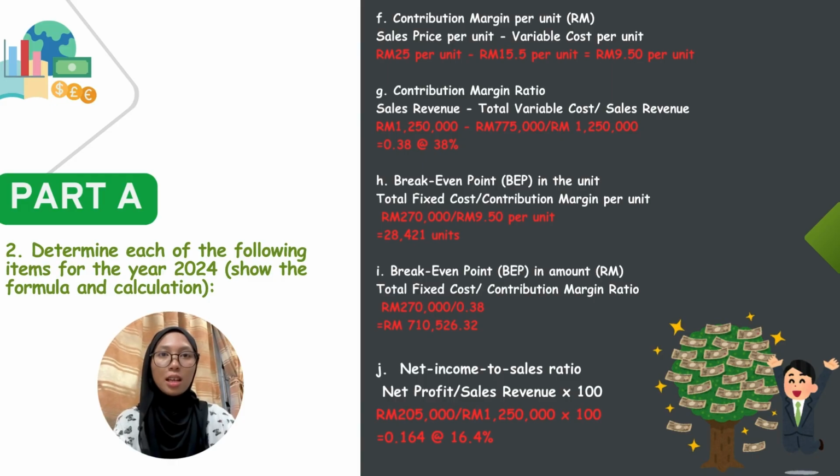Finally, the net income to sales ratio was 16.4%, showing strong profitability with 1.25 million in sales and 205,000 net profit. The company demonstrated effective cost control and healthy margins. These figures are crucial for strategic planning and financial decision making moving into 2025.